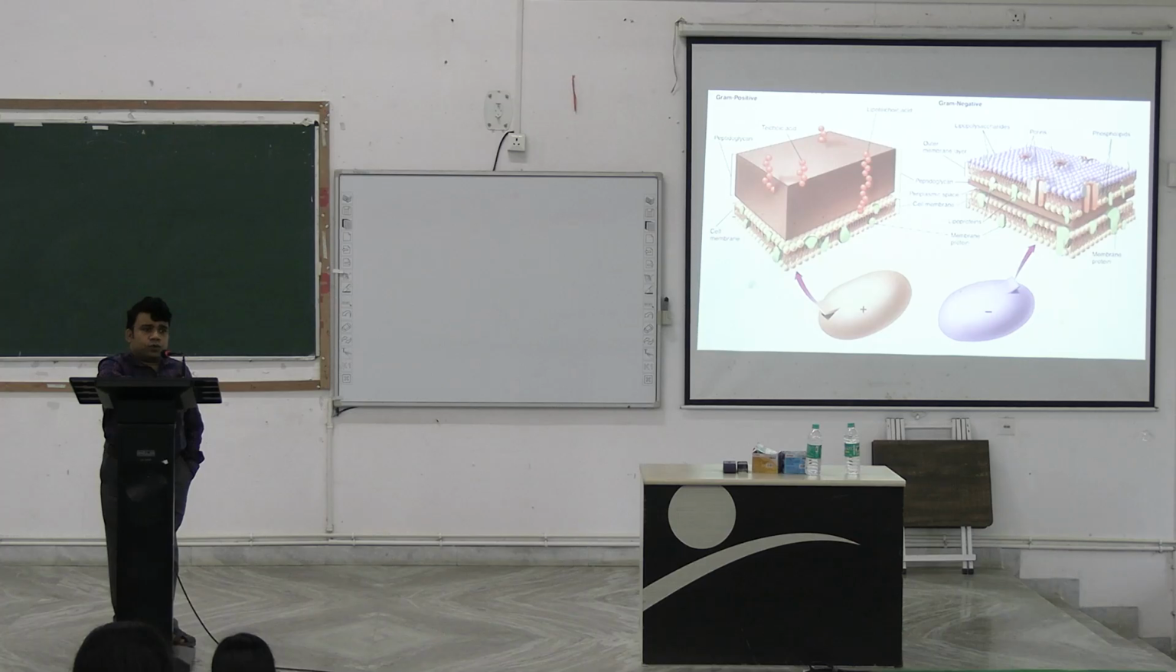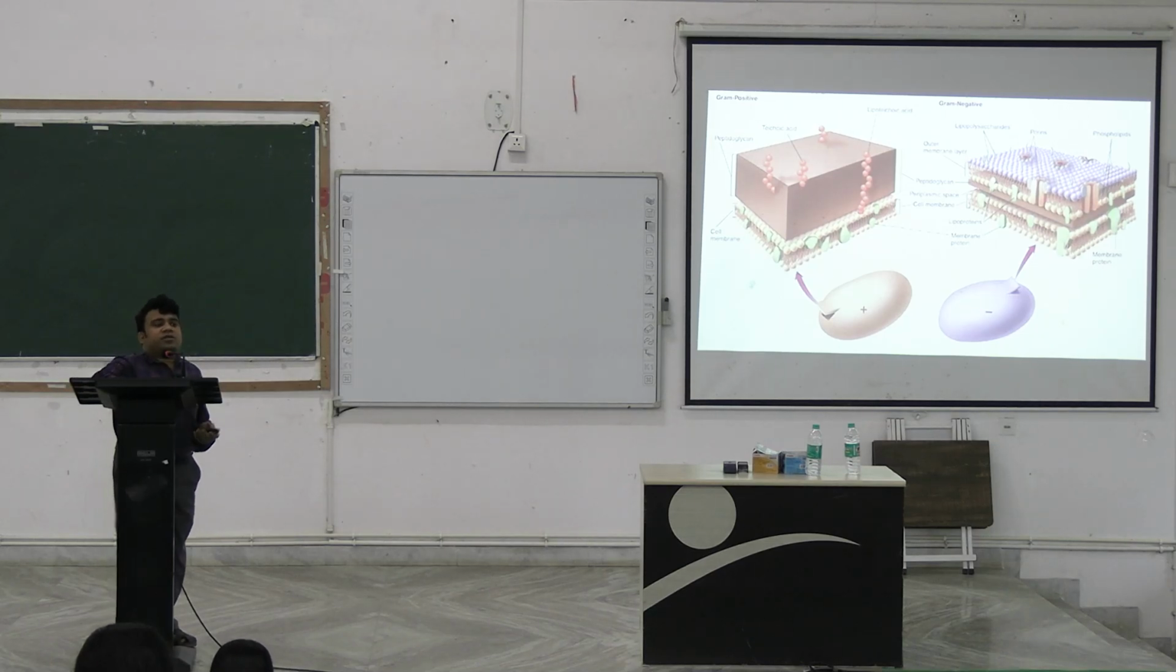After that, we use either alcohol or acetone to decolorize. During decolorization, this peptidoglycan layer is acted upon by acetone or alcohol and it breaks. So what will happen? Anything that is inside the cell will come out if this peptidoglycan layer breaks down. That is the main objective. And after that, we use another color. This is called the counter stain.